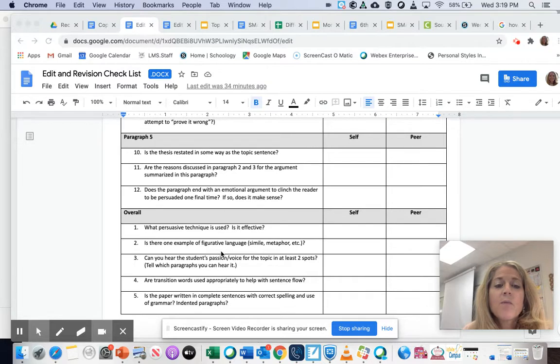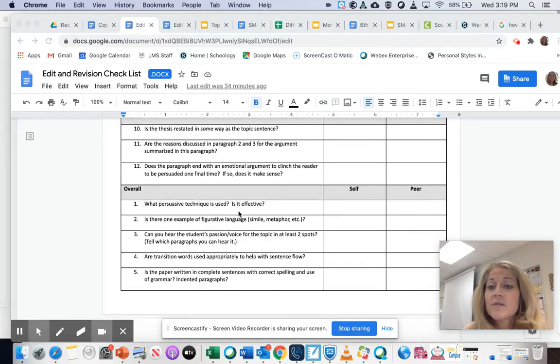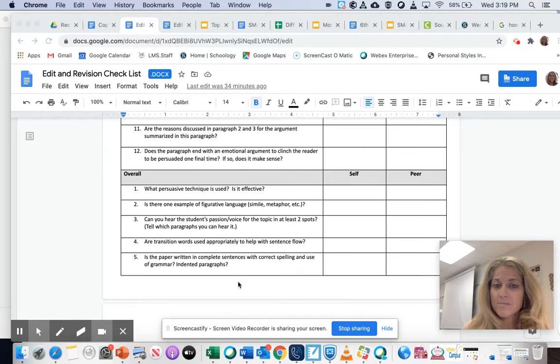And then we have some overall questions. What persuasive technique is used? Is there one example of figurative language? We didn't talk about that in class exactly, so if you want to add that, that's great. If not, don't worry about that one. We'll worry about it next time. Can you hear your voice or passion for the topic? Does it sound like you're actually writing this, or does it sound like a robot could have written your paper? Transition words again, and complete sentences.